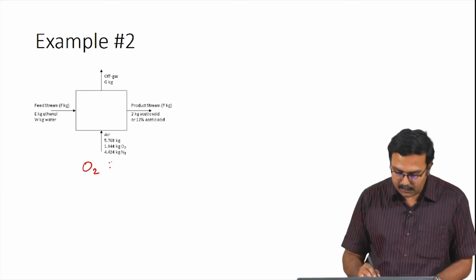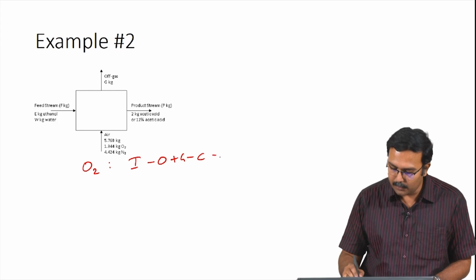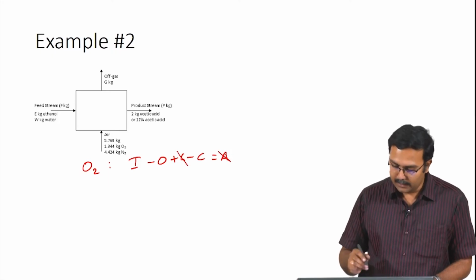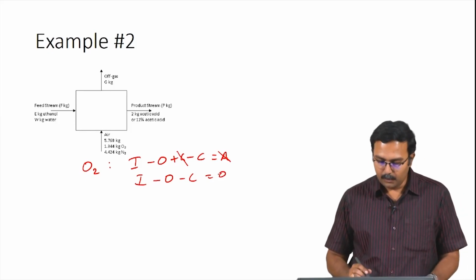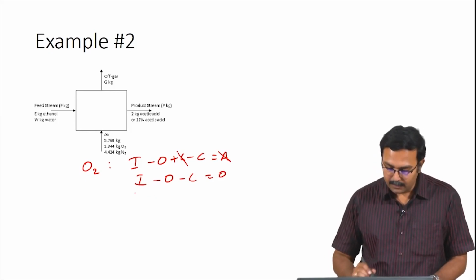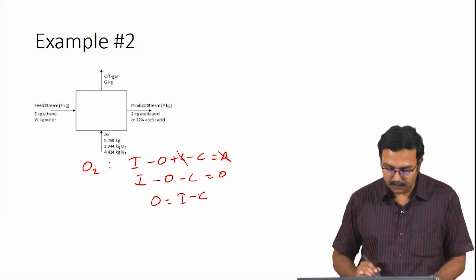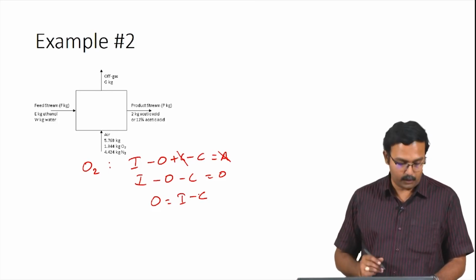So, oxygen balance would start from again input minus output plus generation minus consumption equals accumulation. So, oxygen is not generated, it is not accumulated at steady state conditions. So, giving you input minus output minus consumption equals 0. So, you are left with calculating output as input minus consumption. We know the mass of oxygen which is input, we need to know the consumption of oxygen.